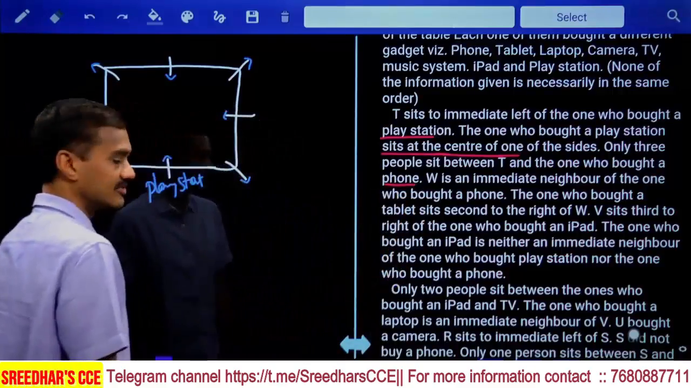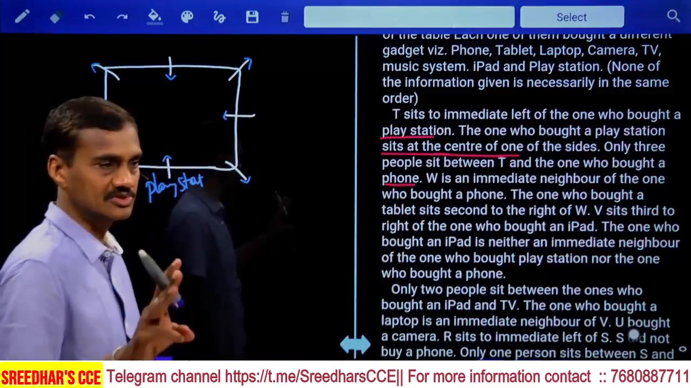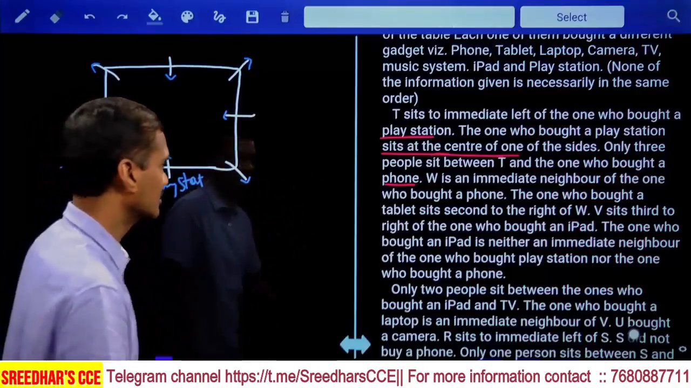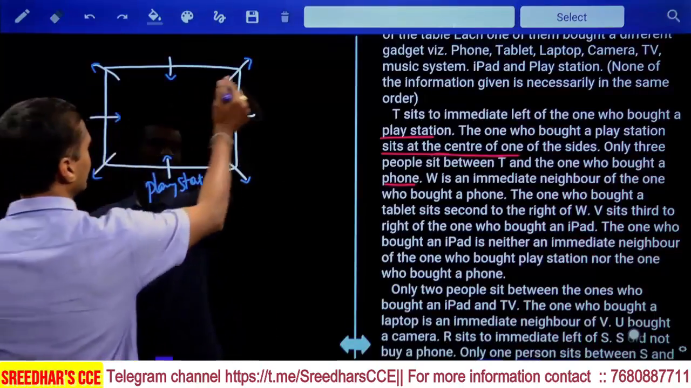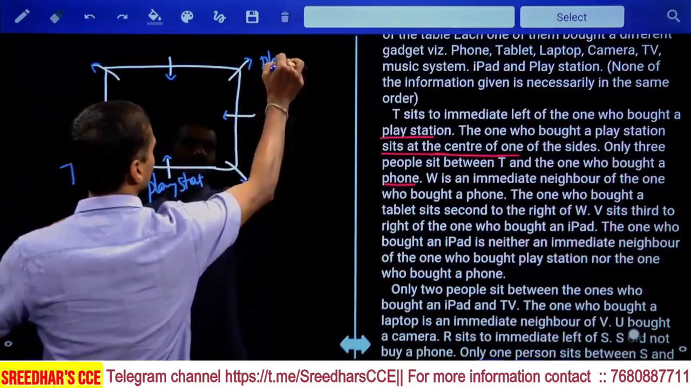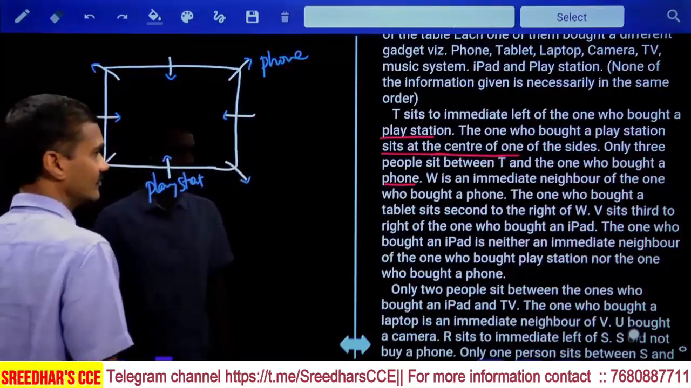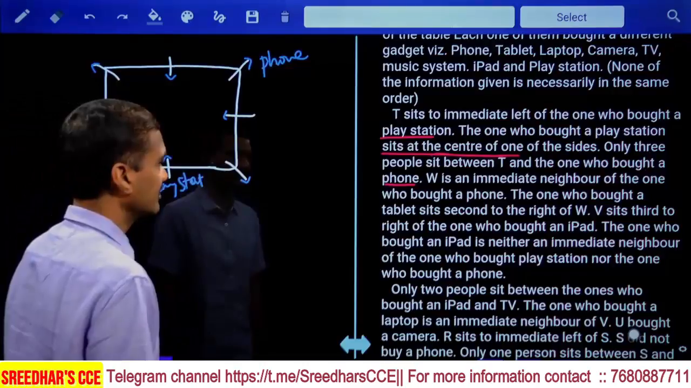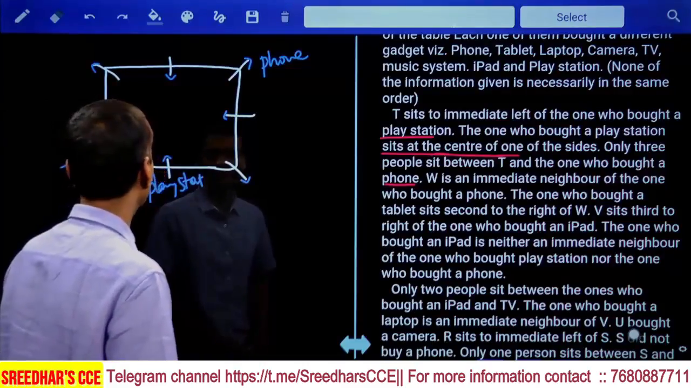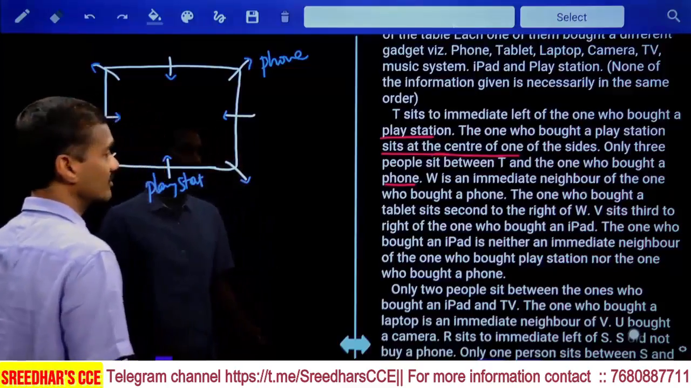Now 3 people in between, among these 8 persons, means they are opposite to each other. Which 2 persons are opposite? T and the one who owns the phone must be opposite to each other. Only 3 people sit between T and the one who bought a phone. W is an immediate neighbor of the one who bought a phone.